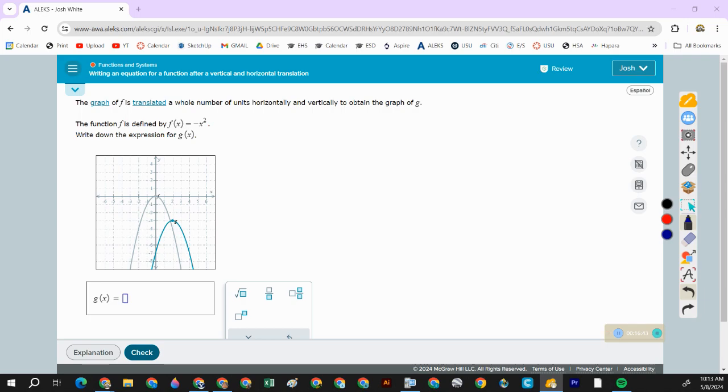Okay, this one moved 2 to the right and 3 down, so x minus 2 is the shift to the right, and then minus 3 on the outside is the vertical shift.